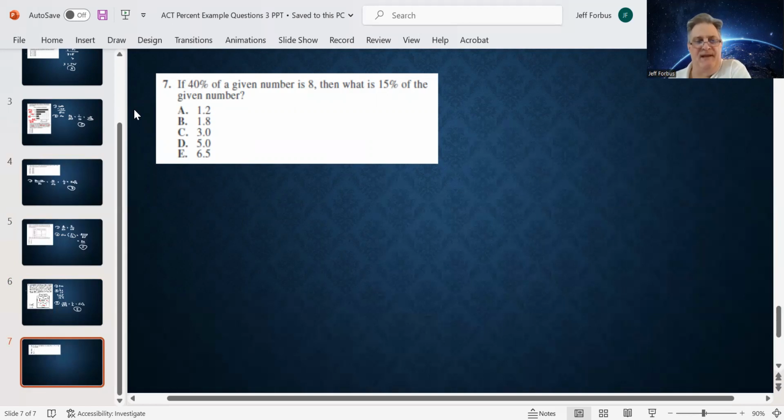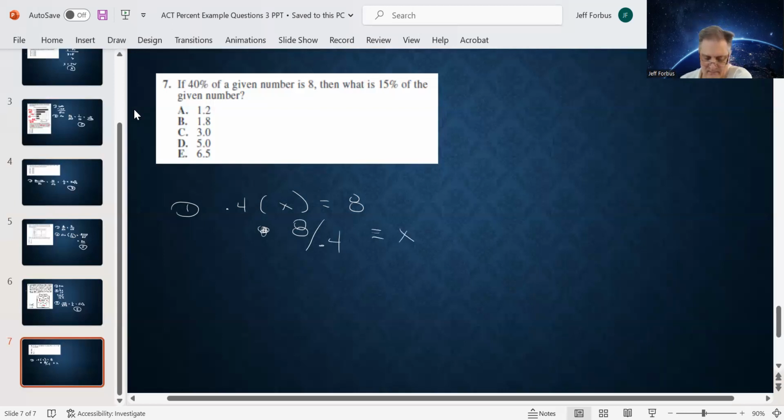40% of some number is 8, so mathematically that says 0.4 times some number equals 8. Then what is 15% of that number? Well, we can calculate that number, which is x. So x is going to be equal to 8 divided by 0.4. So 8 divided by 0.4 is equal to 20.